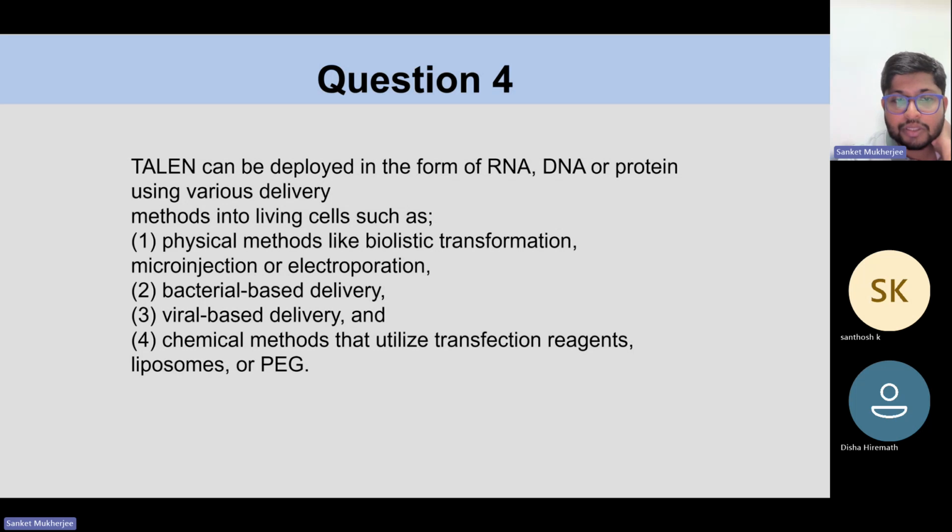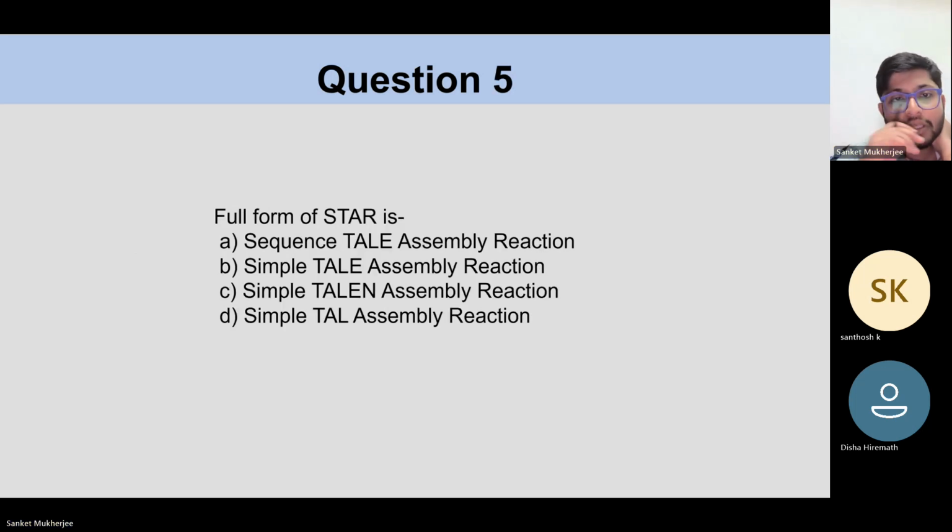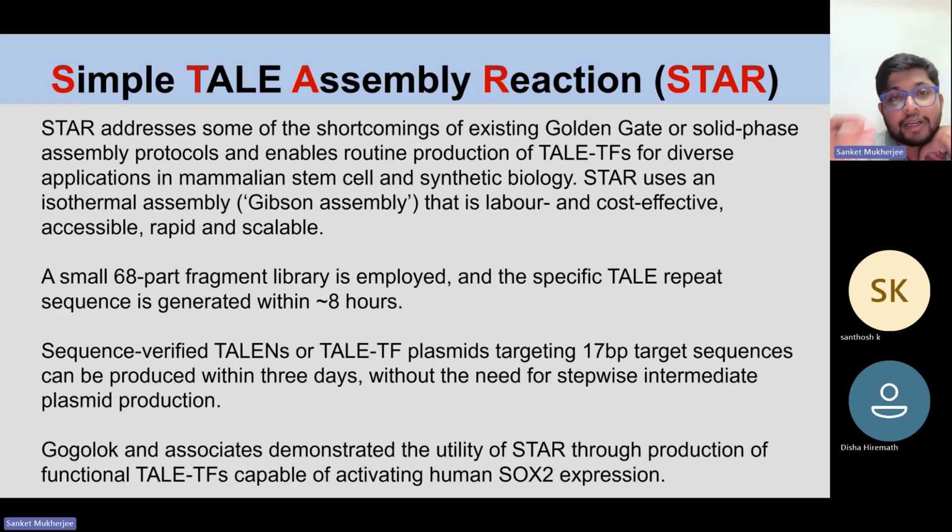Okay, so this is the answer. The full form of STAR is sequence TAL assembly reaction, simple TAL assembly reaction, simple TALEN assembly reaction, or simple TAL assembly reaction. B. You are right. Simple TAL assembly reaction.